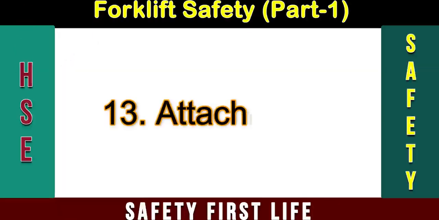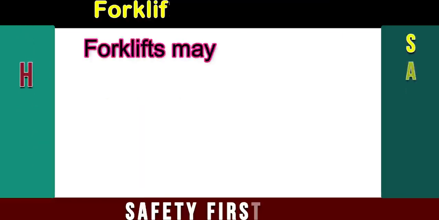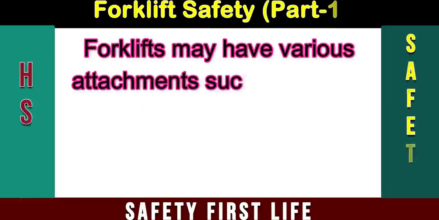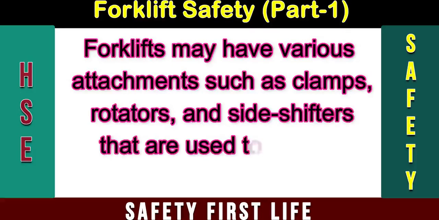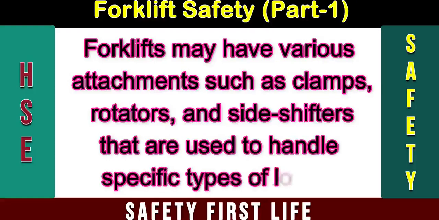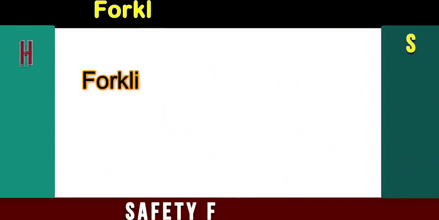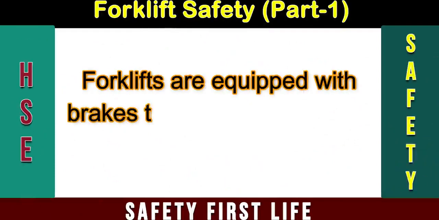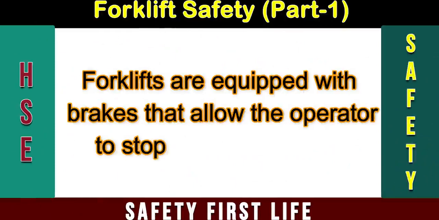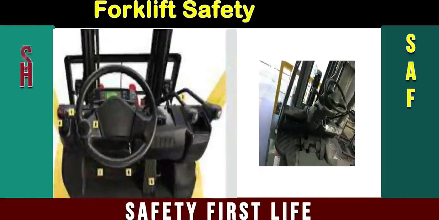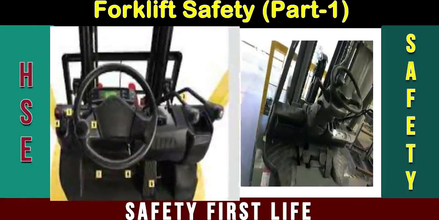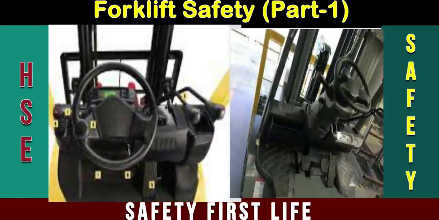Number 13, attachments. Forklifts may have various attachments such as clamps, rotators, and side shifters that are used to handle specific types of loads. Number 14, brakes. Forklifts are equipped with brakes that allow the operator to stop the forklift safely. And number 15, steering system. The steering system allows the operator to steer the forklift in the desired direction.